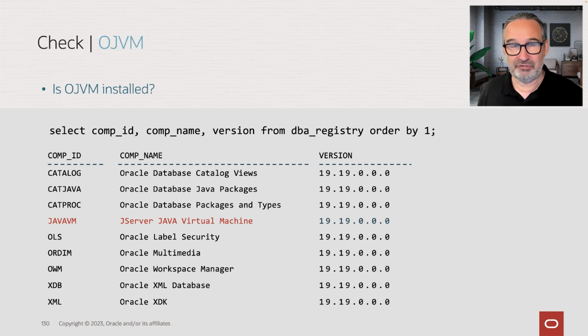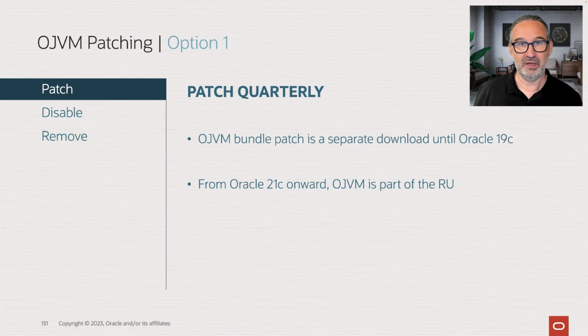How do you check if OJVM is installed in your database? You simply check DBA registry or CDB registry, and if you find Java VM, that means your database has OJVM installed, which is the standard, by the way. What do you do now?